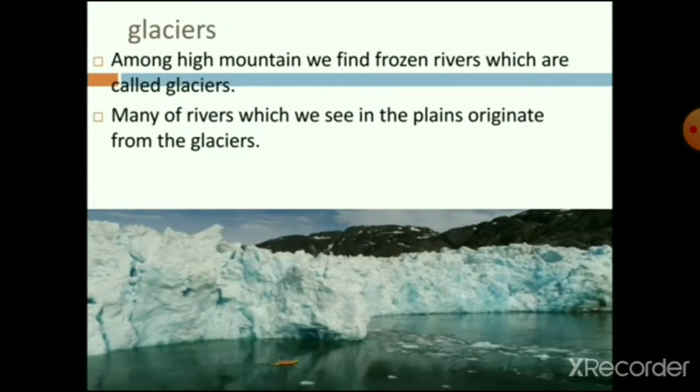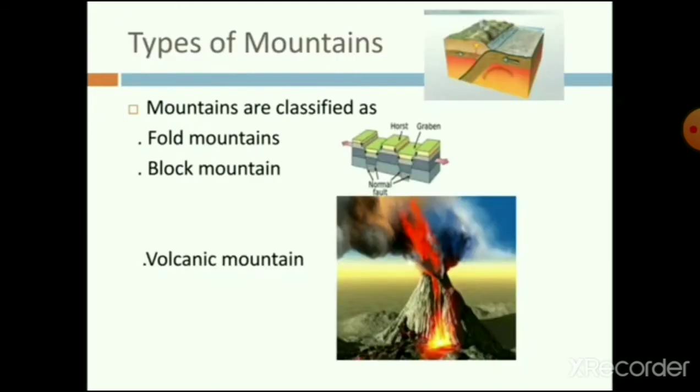Among these high mountains, we find frozen rivers, which are called glaciers. These glaciers are frozen masses of ice, which may be hundreds of feet thick and hundreds of meters wide, just like a river you see. Many of the rivers which we see in the plains originate from the glaciers and travel through hundreds of kilometers to reach the sea.